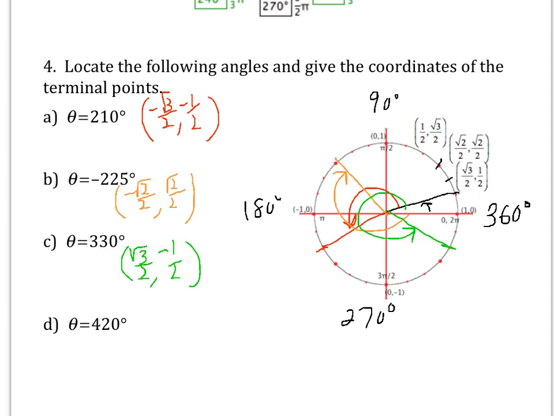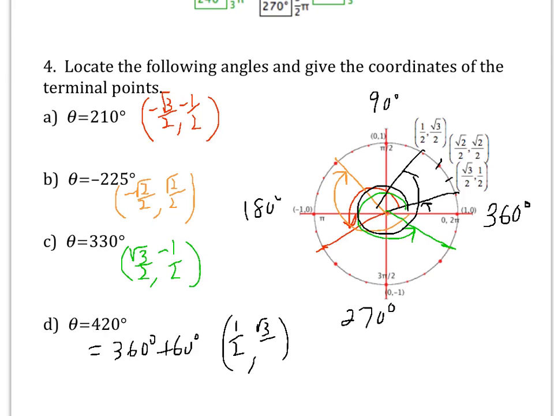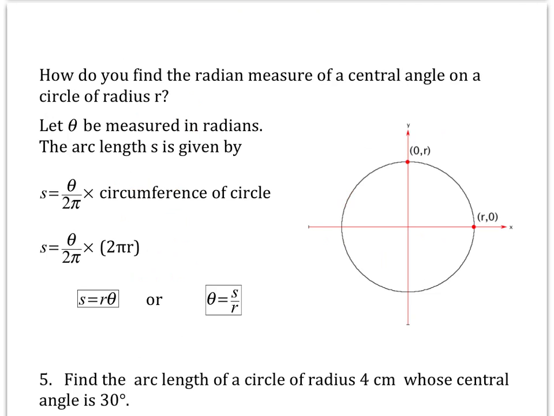A last one, 420 degrees. Well, let's think about that for a second. 420 degrees is equal to 360 plus 60. So here we go, 360, that's all the way around, and you go another 60. So we end up right here, don't we? This is our referencing point. So we'd get 1/2, radical 3/2. That's it.